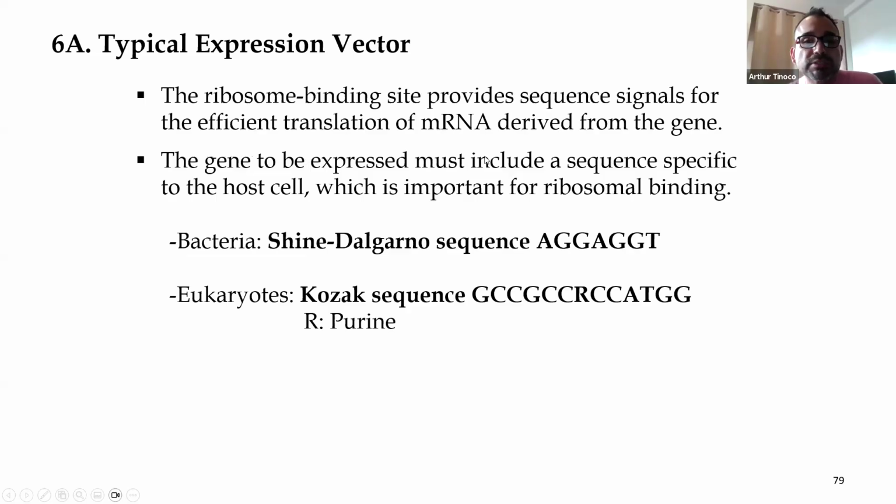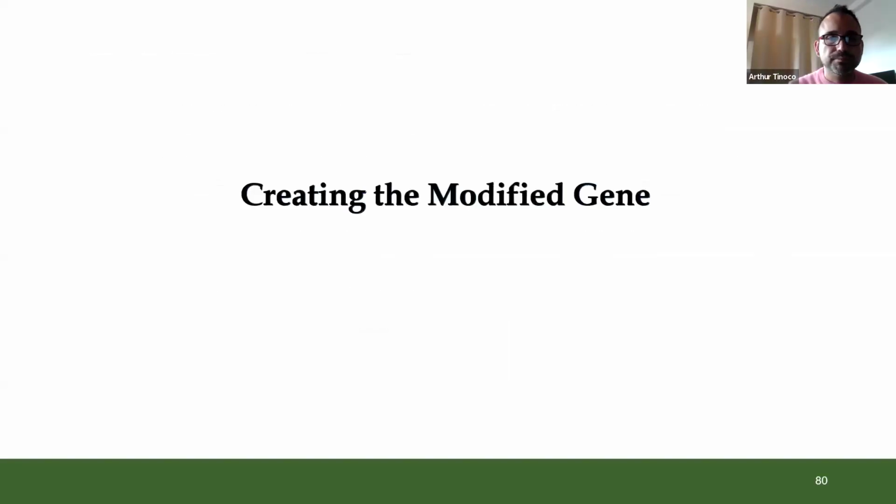The gene to be expressed must include a sequence specific to the host cell, just as I was mentioning, I probably should have put this earlier, which is important for ribosomal binding. So, for instance, for expression in bacteria, you want the Shine-Dalgarno sequence, which consists of this particular sequence. For eukaryotes, the Kozak sequence, which consists of this sequence that we have here. Okay. Again, choice of vector needs to match the choice of host cell.